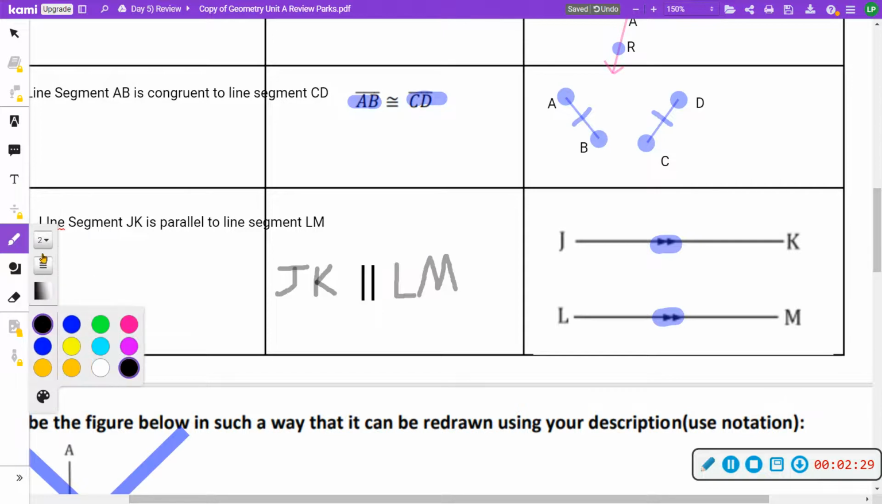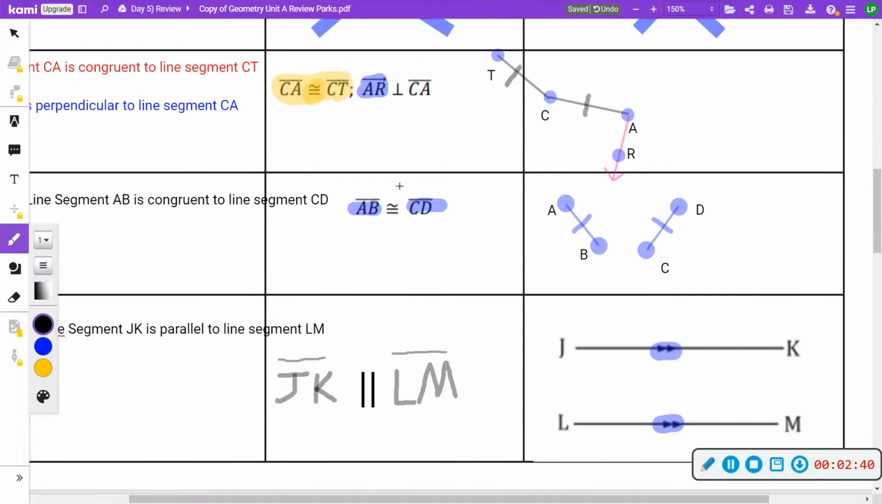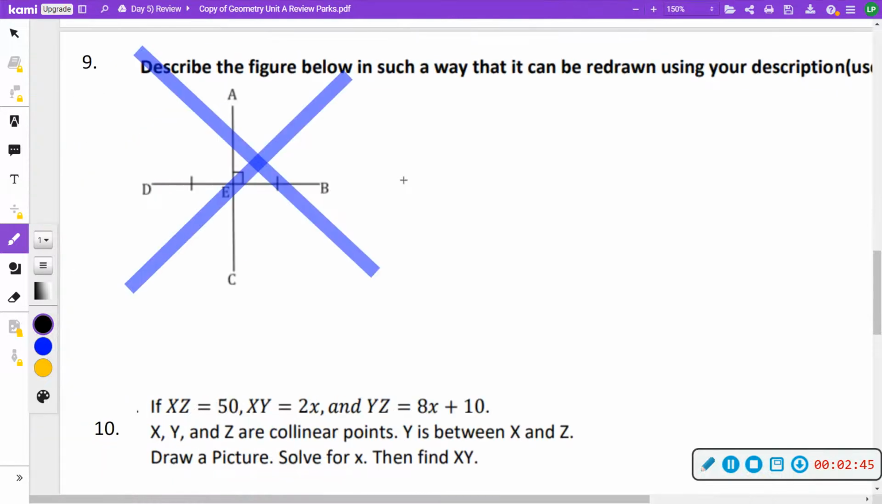It's also good to put a thing on here to say that it's a line segment, over here to say that's a line segment. So the way I would read that is JK is parallel to LM. Remember, a perpendicular looks like that. We can skip 9.